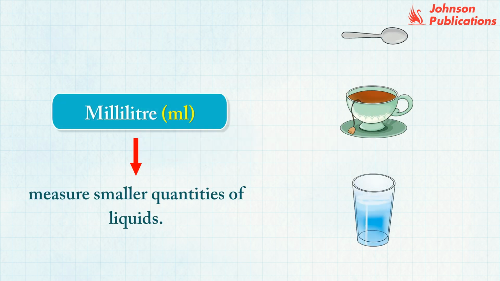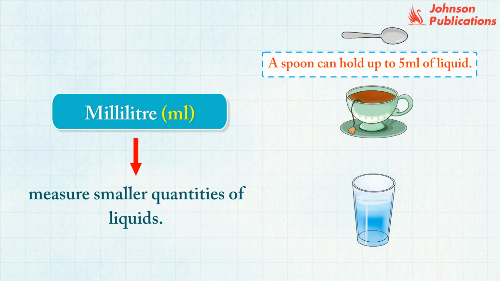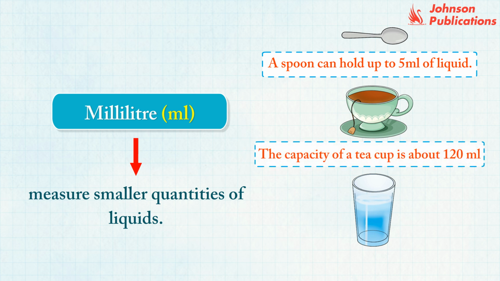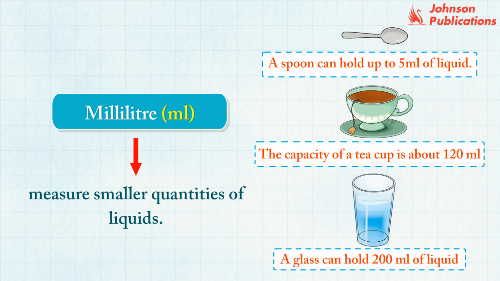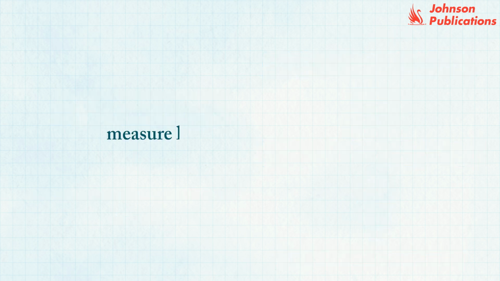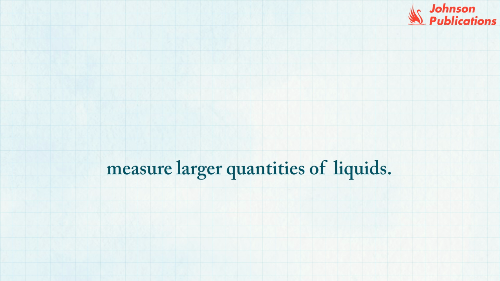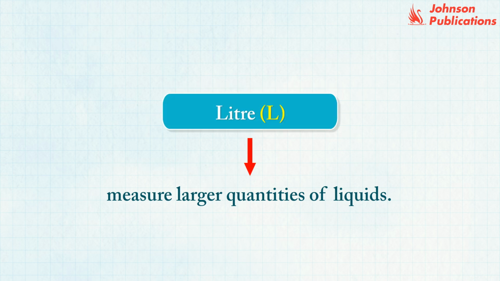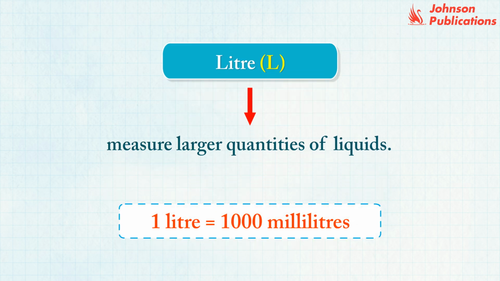Milliliter is used to measure smaller quantities of liquids. The short form of milliliters is ml. A spoon can hold up to 5 milliliter of liquid. The capacity of a teacup is about 120 milliliter. A glass can hold 200 milliliter of liquid. For measuring larger quantities of liquid, we use liter. The short form of liter is L. 1 liter is equal to 1000 milliliters.